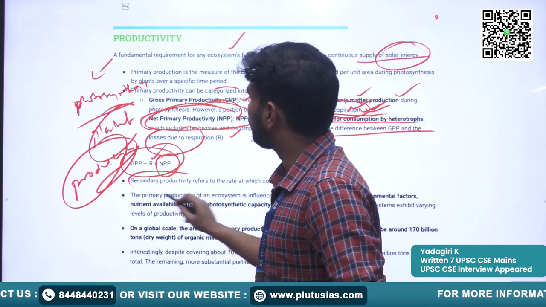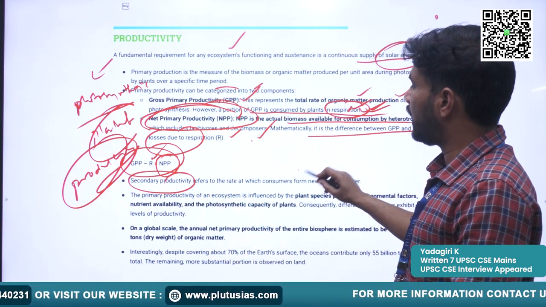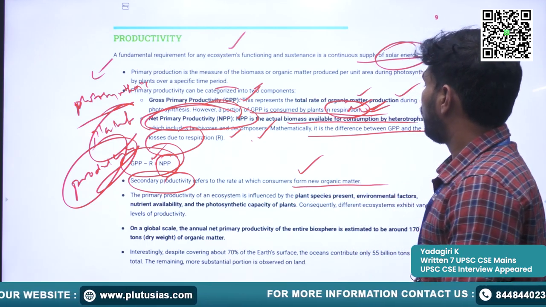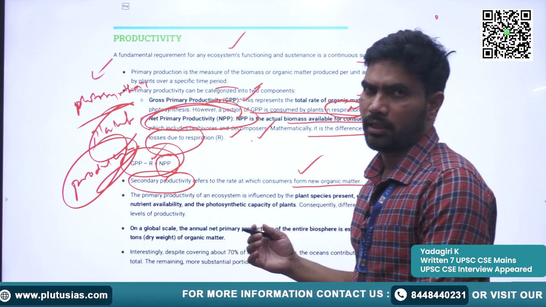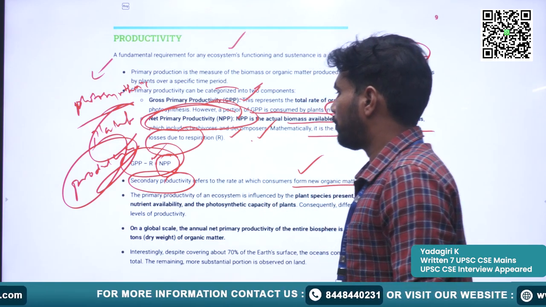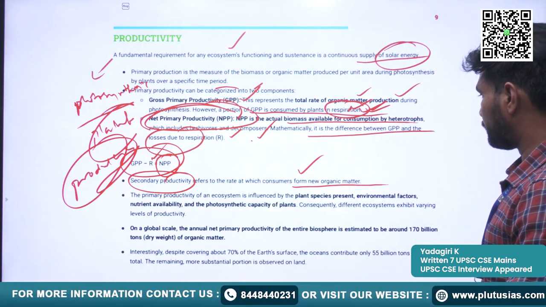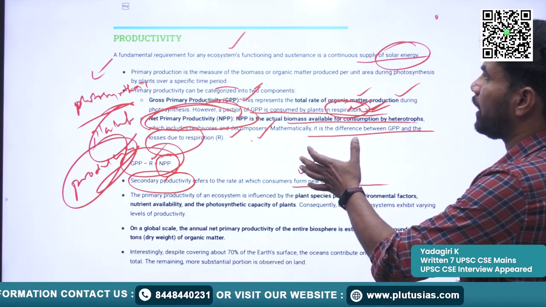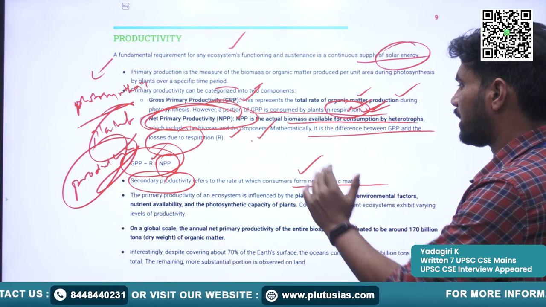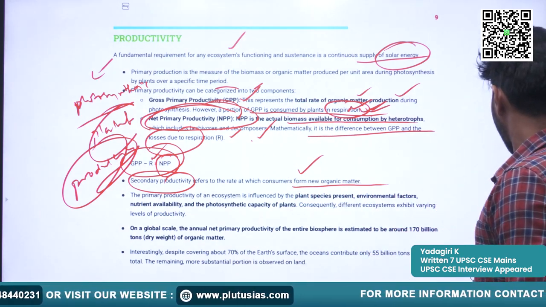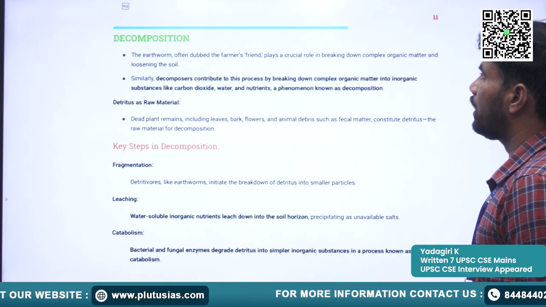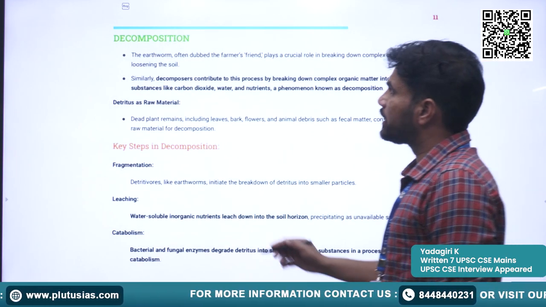Similarly, there is secondary productivity. It refers to the rate at which consumers form new organic matter. That is secondary productivity, right? So this is all about primary and secondary productivity.